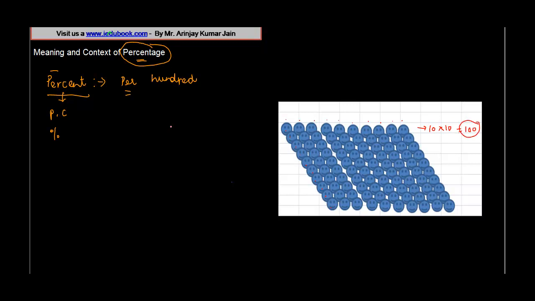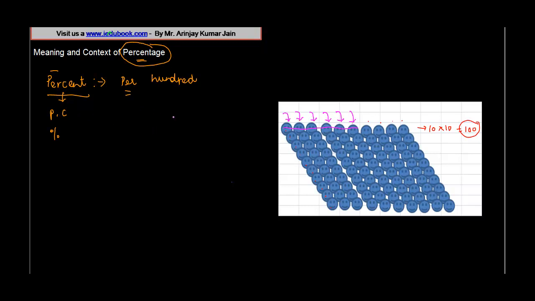Right? Now let's say, for example, what do I do here? I'll pick up this color. So I pick up these smileys and cross them. Right? So how many smileys have I crossed? 1, 2, 3, 4, 5, 6.